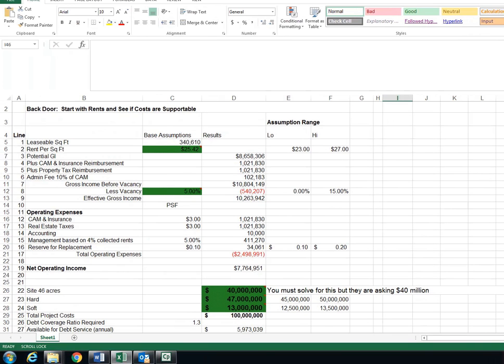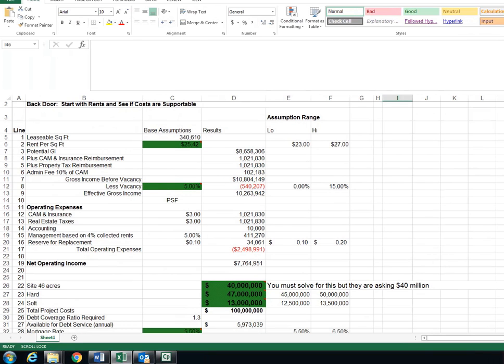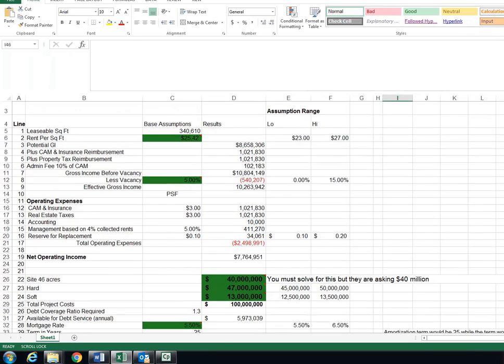It's a backdoor approach in that it starts with rents and it tries to estimate what costs are supportable, and included in those costs are the cost to build, and whatever's left over in this case is what we assume the land is worth. So let's take a look at this spreadsheet.